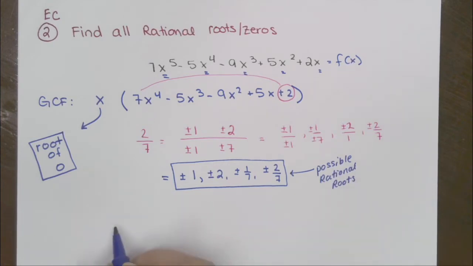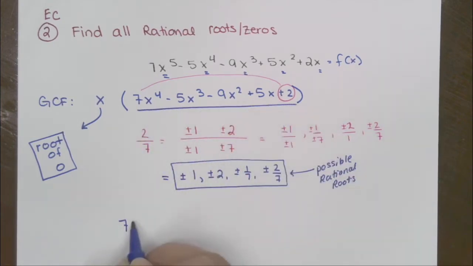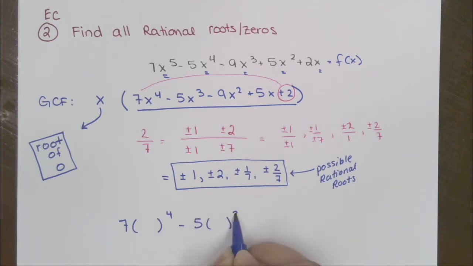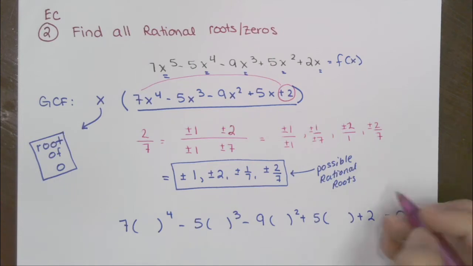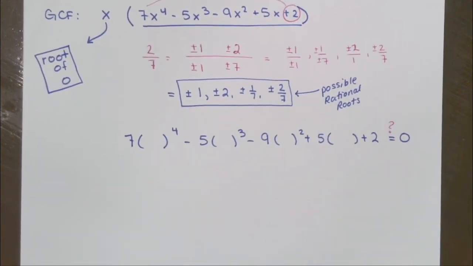Step number 2 is to take your factored form, and I like to leave space, or a bubble, anywhere I see an x. And we're going to check to see which one of the possible roots makes the whole equation equal to 0. This is where you need a calculator. If you don't have a calculator, please go get a calculator.